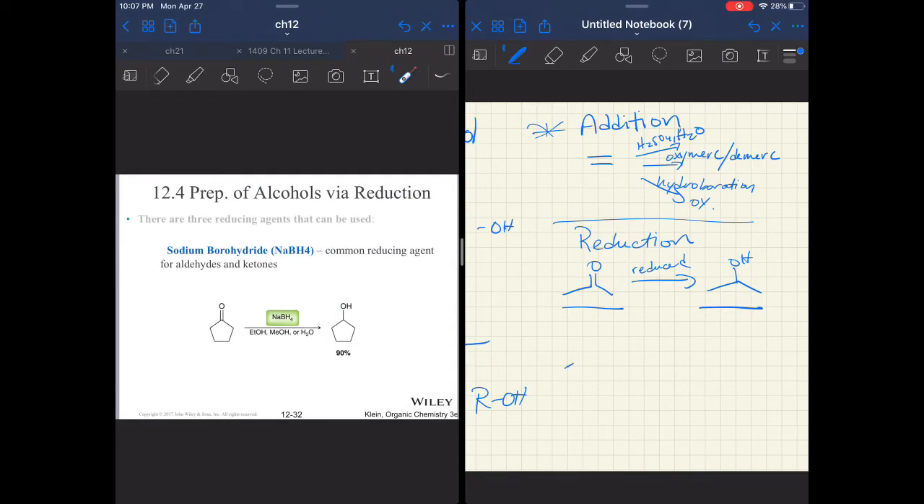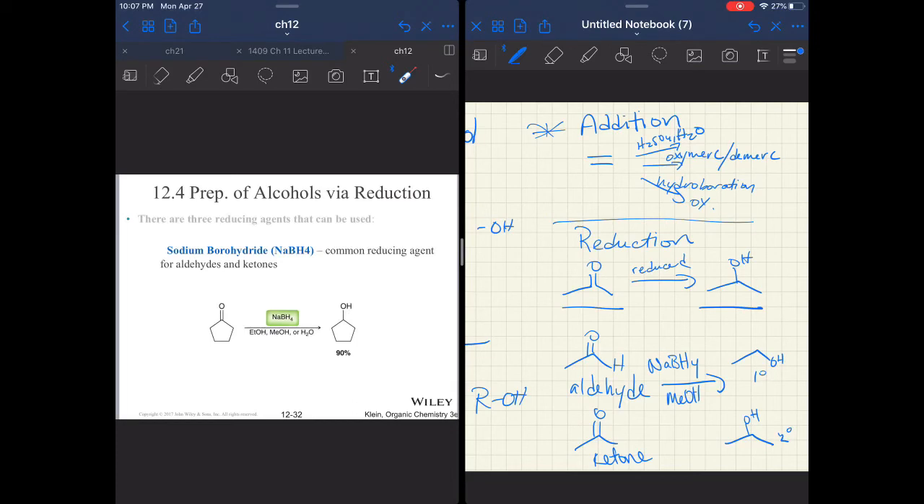If you're dealing with an aldehyde, which would have an H here, or a ketone, which would have R groups on both sides, you can use sodium borohydride, and then typically there's some sort of alcohol solvent all together in one step. From there, you will either make a primary alcohol from aldehydes or a secondary alcohol from a ketone.